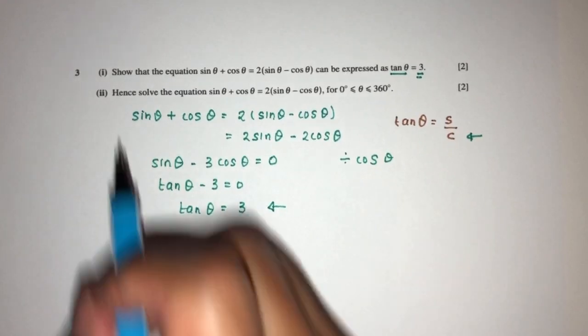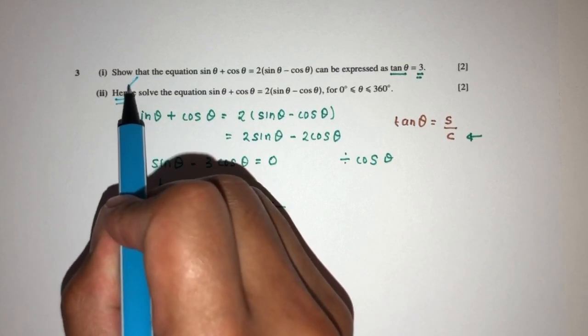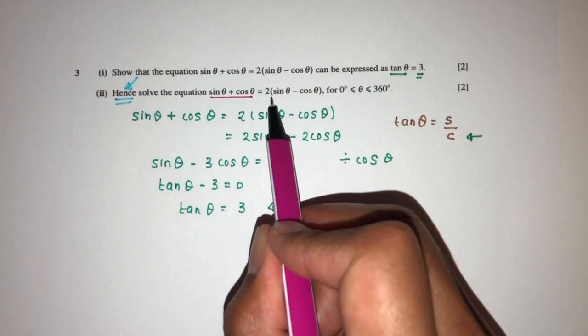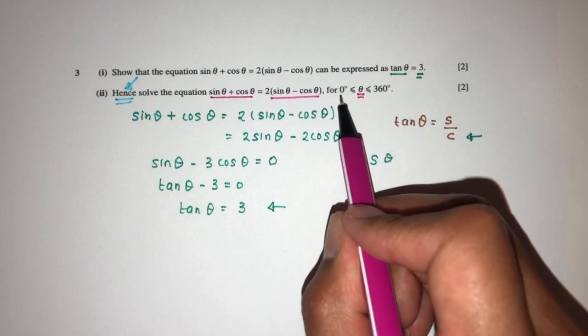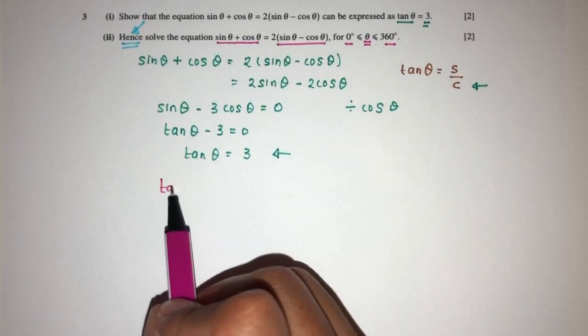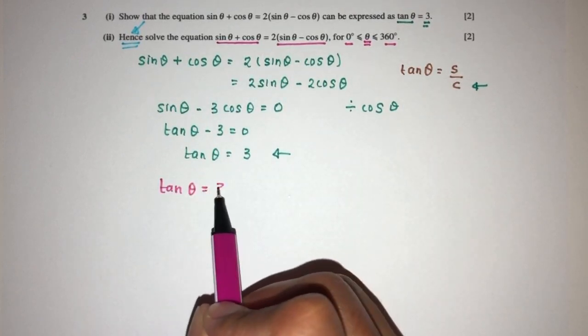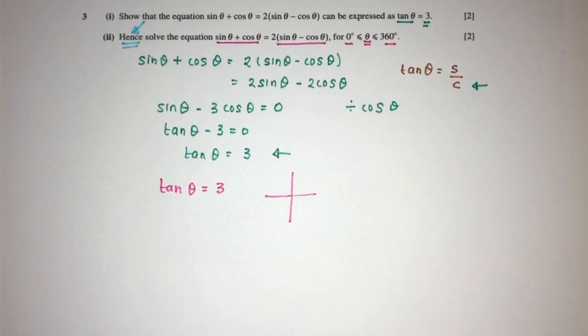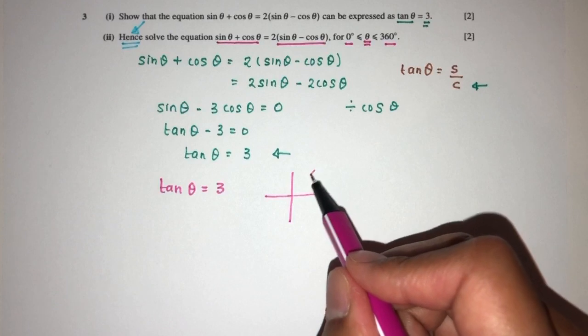Now part 2, hence means we have to use your answer from part 1, solve this equation for the values of theta between 0 and 360. So we know this is equal to tan theta is equal to 3, so we have to solve this equation. Now, from what we can see, tan theta is positive. It means it will be in the first quadrant.